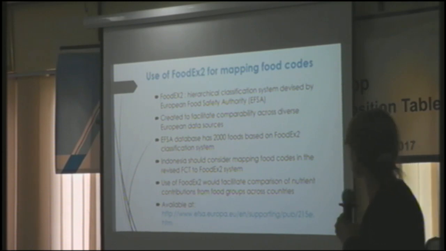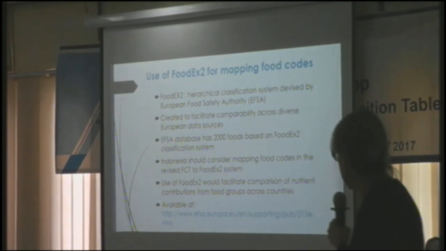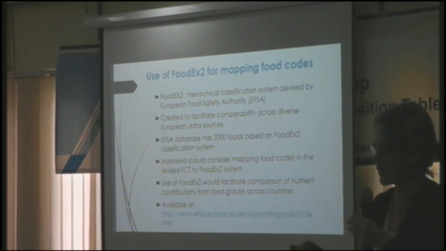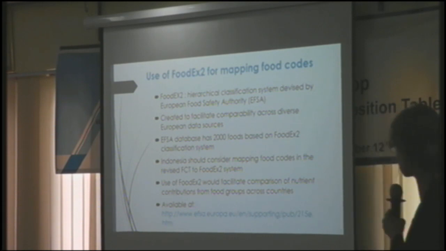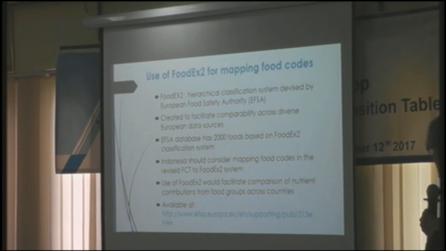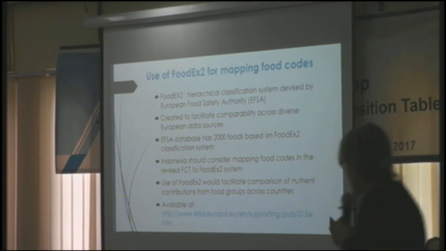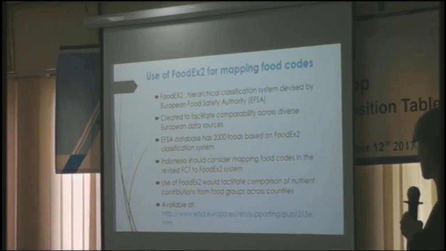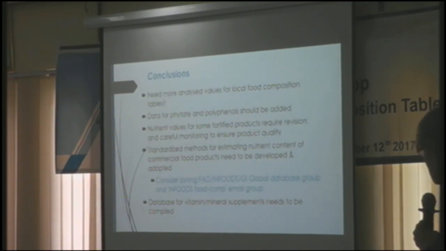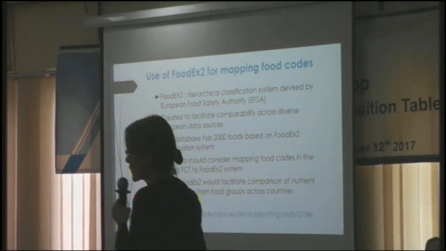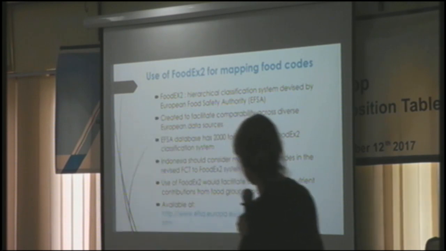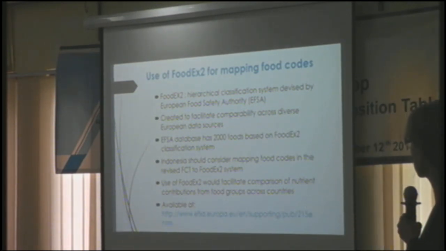It's been devised by the European Food Safety Authority. It was created to facilitate comparability across Europe, but it's now being used to facilitate comparability globally. At the moment, it has 2,000 foods in its classification system. You may want to consider mapping some of the food codes to FoodEx because it will facilitate comparisons later. Now, I looked at the website this morning, and unfortunately, it was down, so I'm not sure whether that's going to be available now. But that is the website that is currently listed.